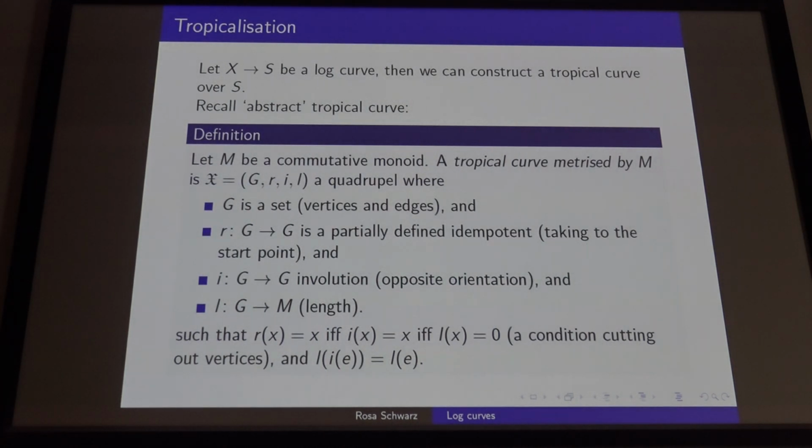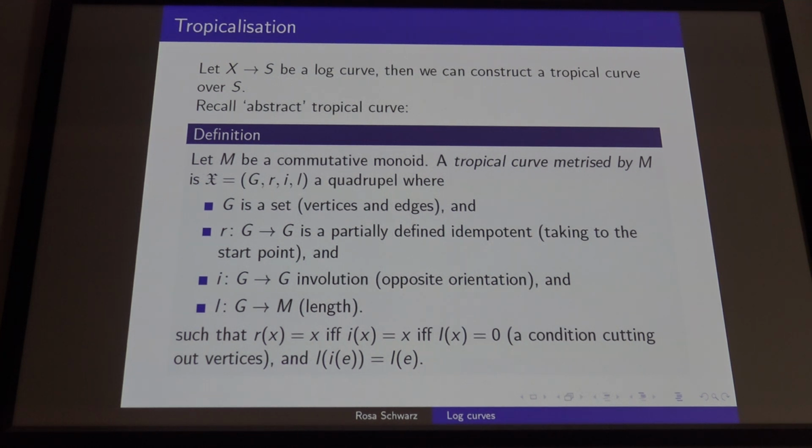That brings us to Chris's talk from last time. This is from your talk, so questions should not be directed to Chris. He said at the very end of his talk, very fast, that the main example of this abstract tropical curve metrized by some monoid would come from log curves. So that's what we can do now.